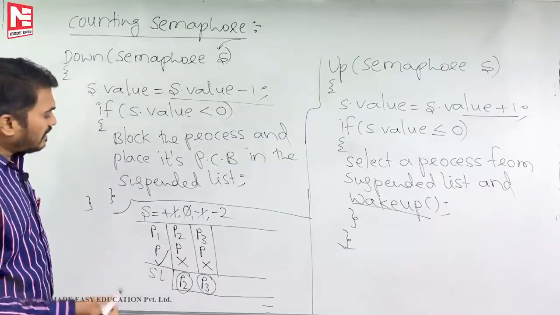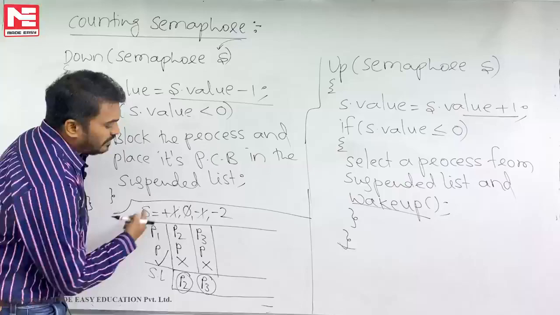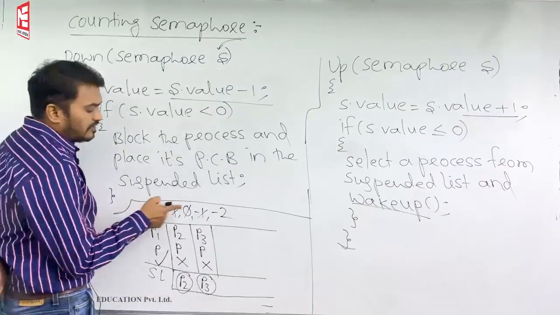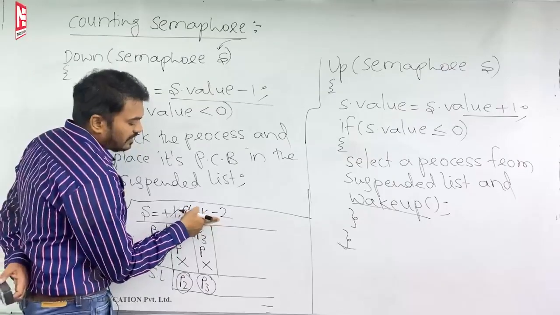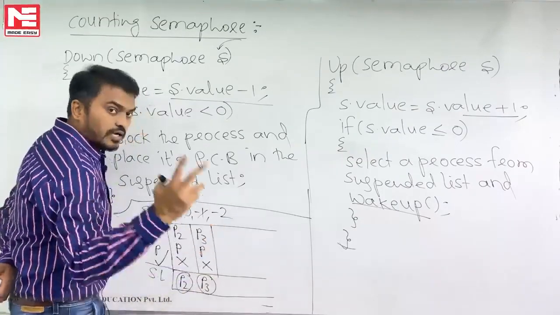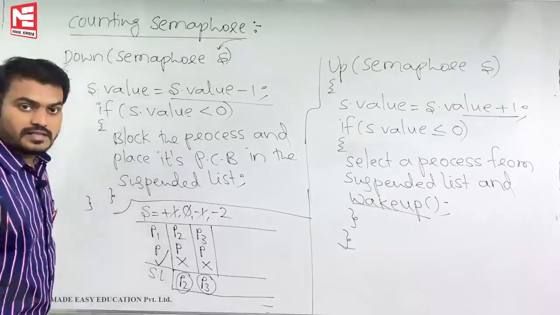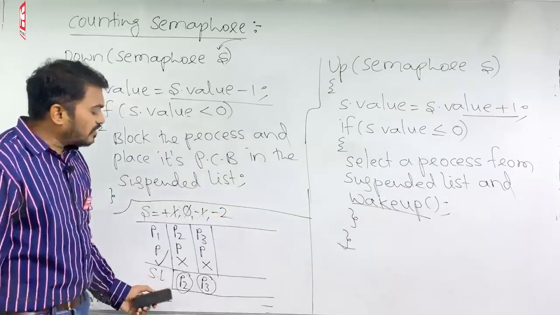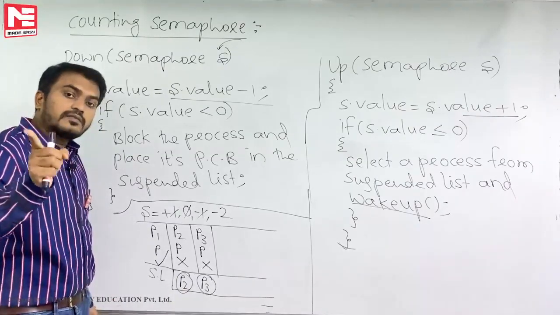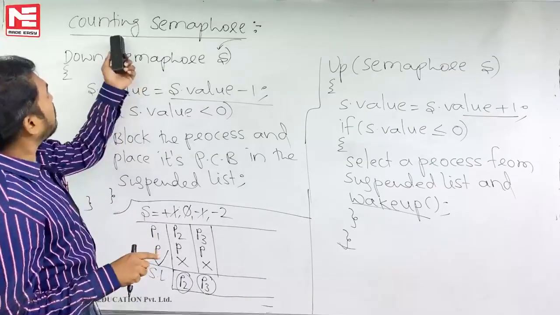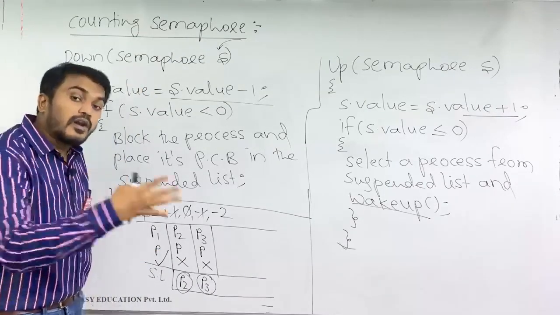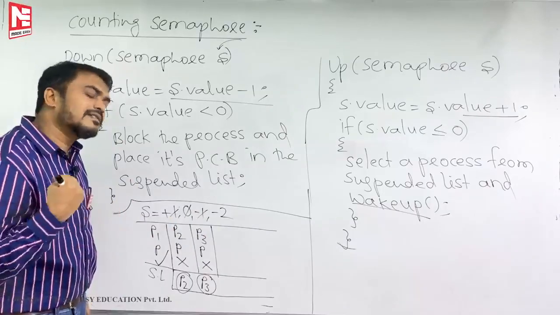So what are you understanding? Just observe these parameters. What do you understand here? Semaphore value is minus 2. If the semaphore value is minus 2 here, it means how many processes are in the suspended list? Two processes are in the suspended list. So the negative value of the counting semaphore indicates the number of processes blocked, the number of processes in the suspended list.